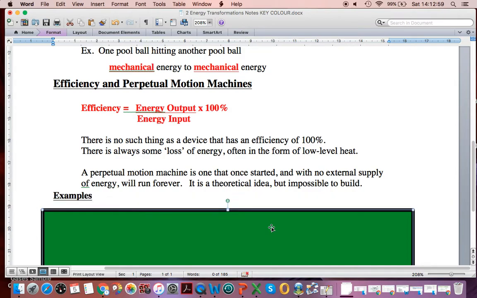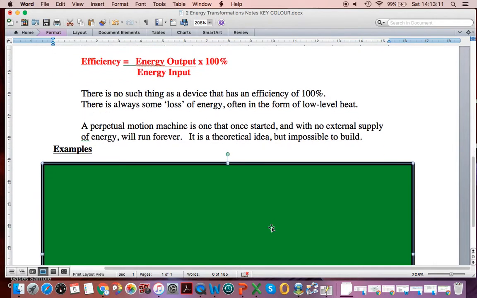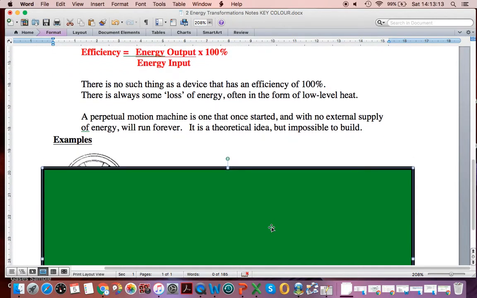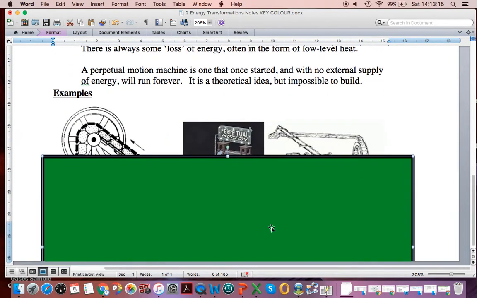So for centuries, people have tried to make a perpetual motion machine. That would be a machine that really has to be 100% efficient, so that once it starts, we don't have to add any external energy. It'll just keep going. But so far, it has proved to be impossible.